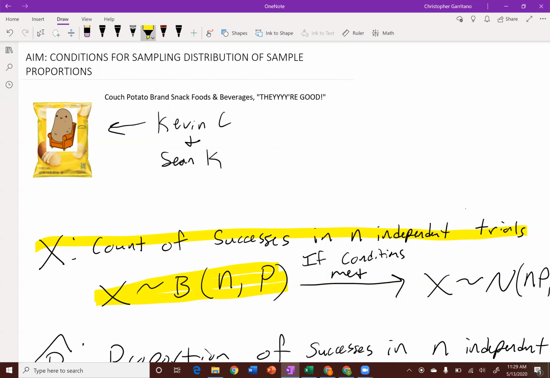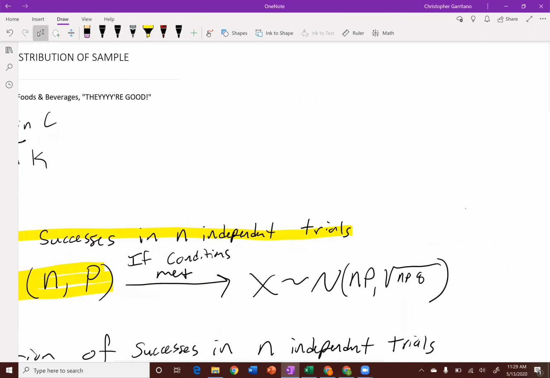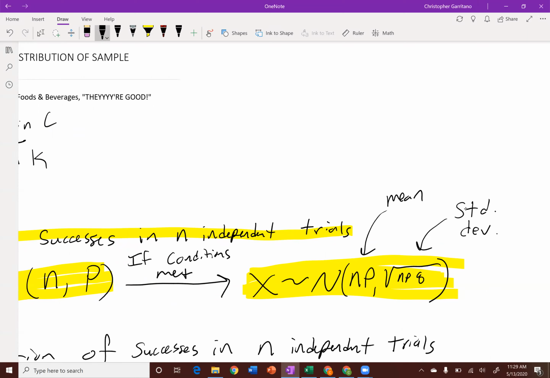Now, if certain other conditions are met, we can take our binomial random variable and say that this binomial random variable can be approximated by the normal model with a center, or a mean, of n times p and a standard deviation of radical npq. So we could approximate binomial random variables using the normal model with this center and this spread if certain conditions are met.